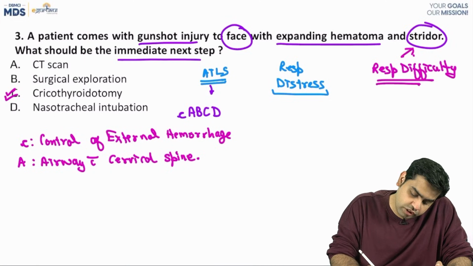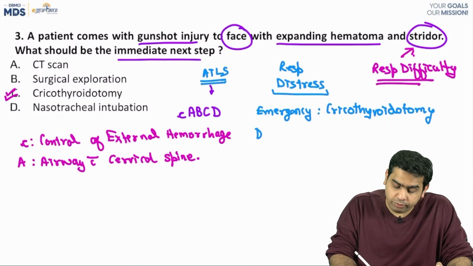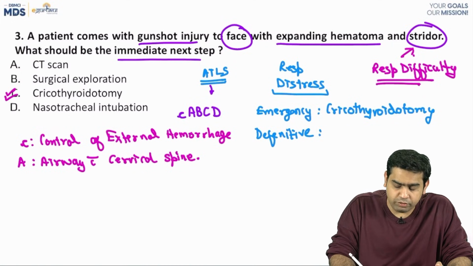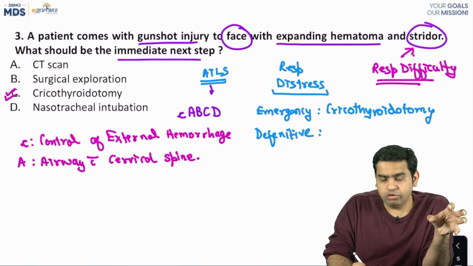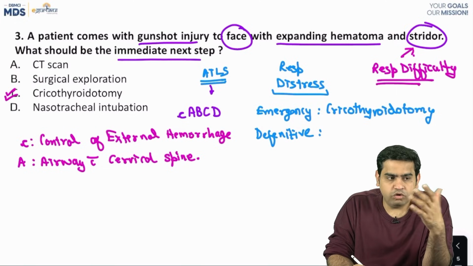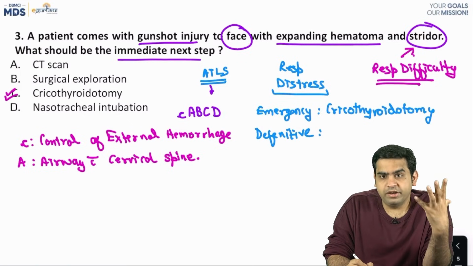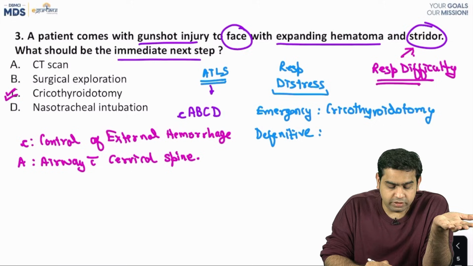So what is an emergency intervention? Emergency intervention is your cricothyroidotomy. If you talk about the definitive one, in this particular scenario it would be surgical exploration, control of the hemorrhage, all those things. But the emergency intervention is cricothyroidotomy, and if there is a delay or some other reason for which the respiratory distress is there, in that case you can go ahead with the tracheostomy.